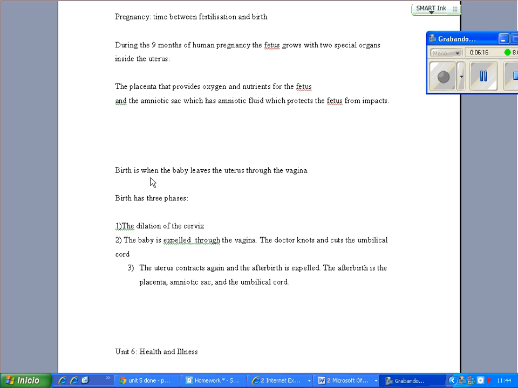Birth is when the baby leaves the uterus through the vagina. Birth has 3 phases. 1, the dilation of the cervix. 2, the baby is expelled through the vagina. The doctor knots or ties and cuts the umbilical cord. And 3, the uterus contracts again and the afterbirth is expelled. The afterbirth is the placenta, amniotic sac, and the umbilical cord.